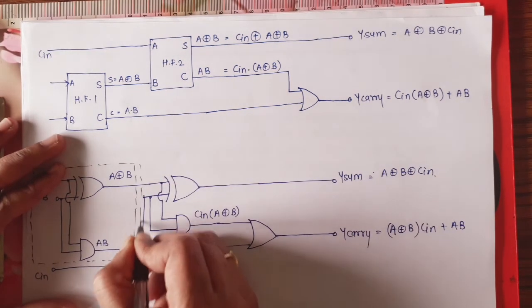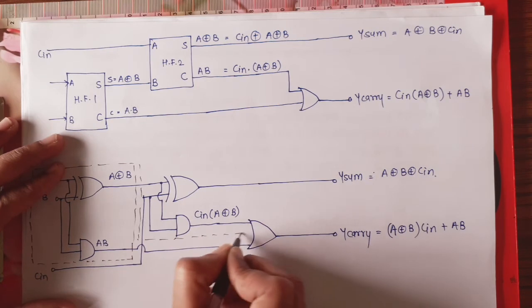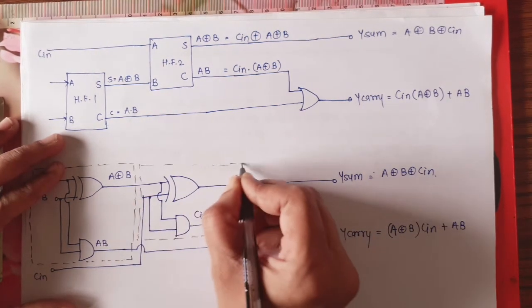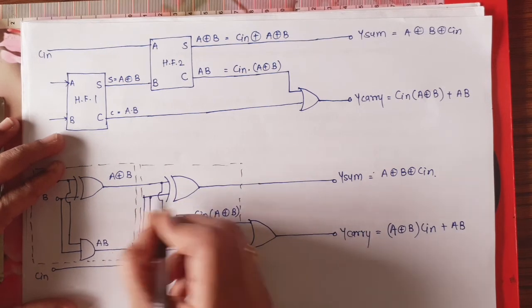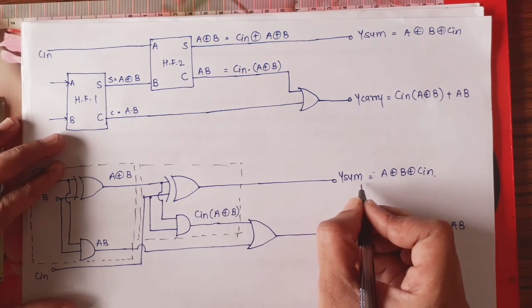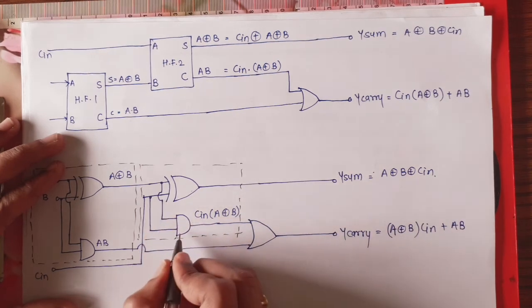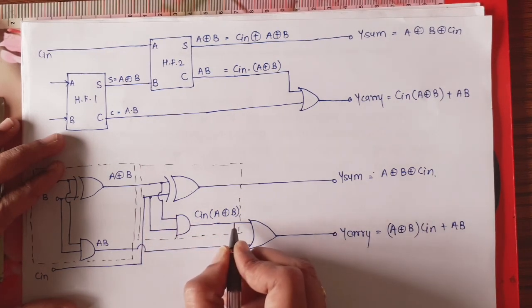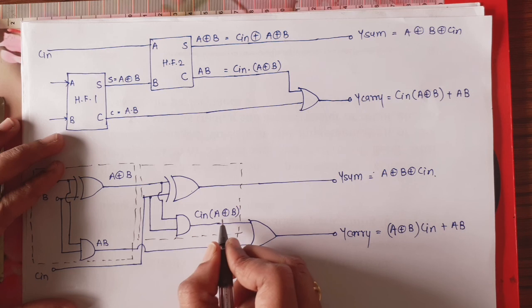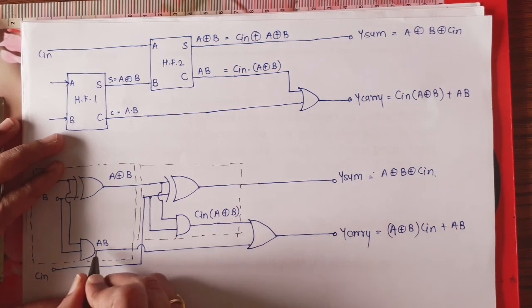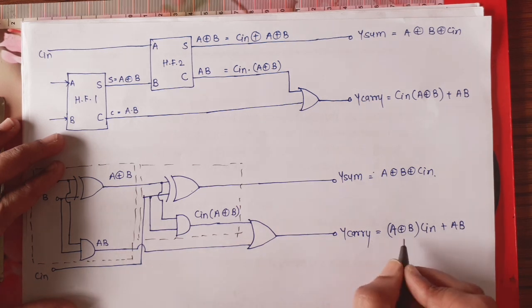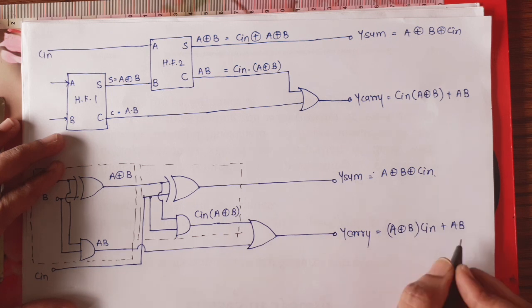This part is representing second half adder, of which first input is A XOR B and another input is the Cin, which are XORed to get the sum output of full adder and which are ANDed to get the part of carry expression of the full adder, which is Cin into (A XOR B), which is ORed with AB, the carry output of the first half adder, so that we can get the complete expression of carry of full adder: Cin into (A XOR B) plus AB.